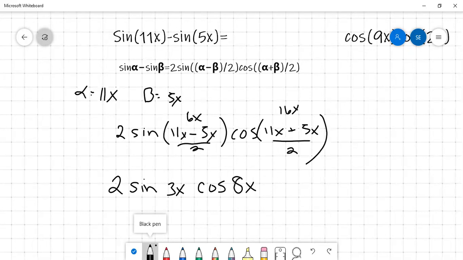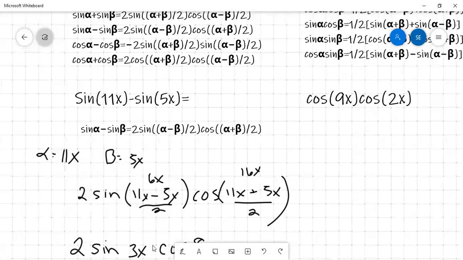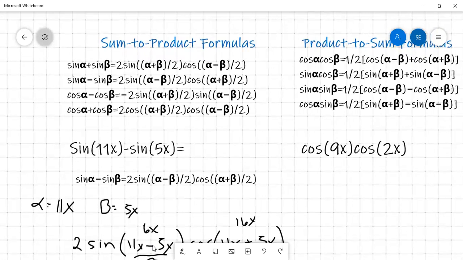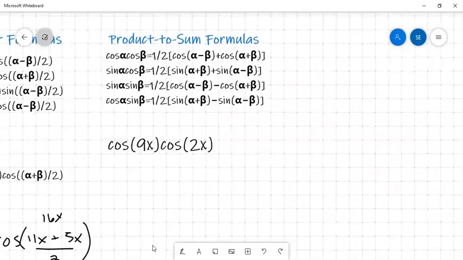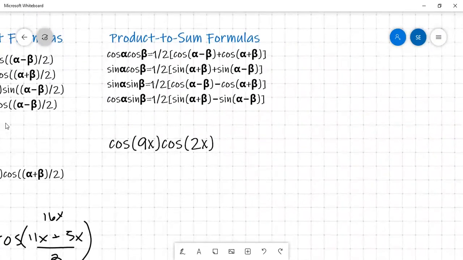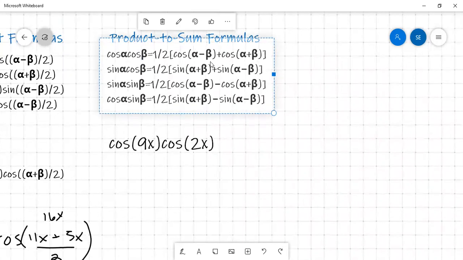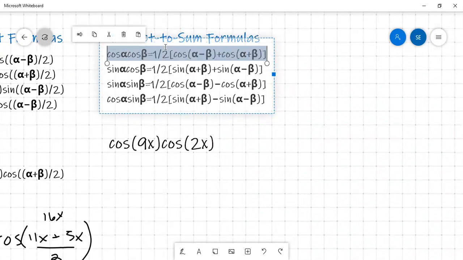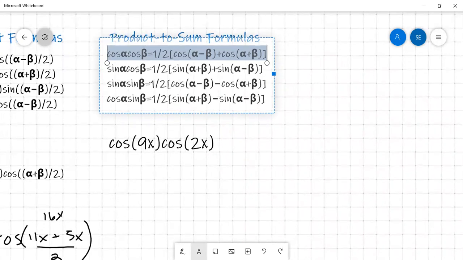Any of these formulas, any of these plus or minus, we can write as a product, and we just have to look at our rules and figure out which one we're going to use. Here again, we have a product and we want to go to a sum. This is cosine times cosine. So we look up here, and that's this first one, cosine alpha cosine beta. I'm just going to copy that again down here.